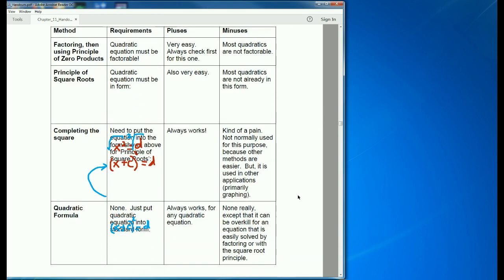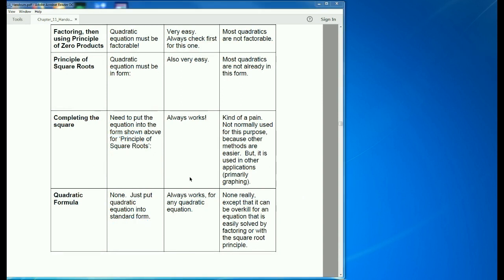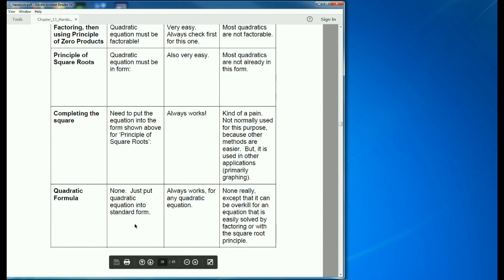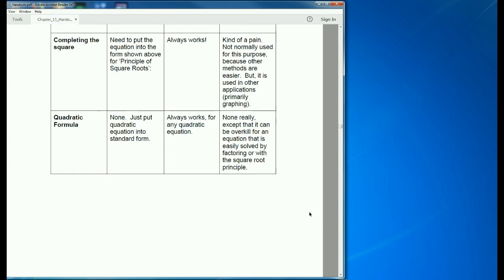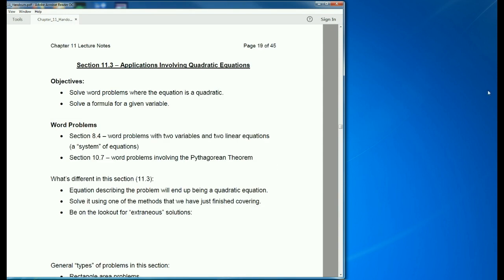And then the last method that we just covered, the quadratic formula. What does this say up here? Requirements. Oh, none. Just put it into standard form, which again, ax squared plus bx plus c equals 0. It always works, and there's really no downside unless you have one that is very easy to factor. Then you might want to do that first. All right, I'm going to pause here and then go on to the next section.